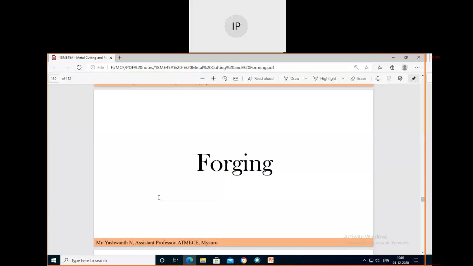This is done with the help of force applied on the workpiece. There are different types of forces: compressive force, tensile force or bending force, applied through equipment such as hammers, presses or rolls. If the force is applied manually using specific tools, we call that hand forging. If the compressive force is applied using machines, we call that power forging. Most forging operations are carried out in hot conditions, and some in cold conditions, depending on the type of material.